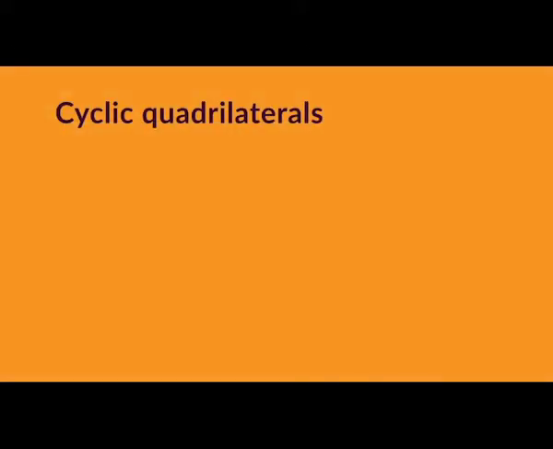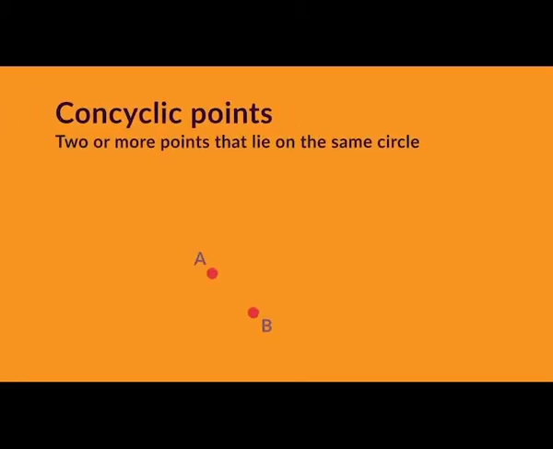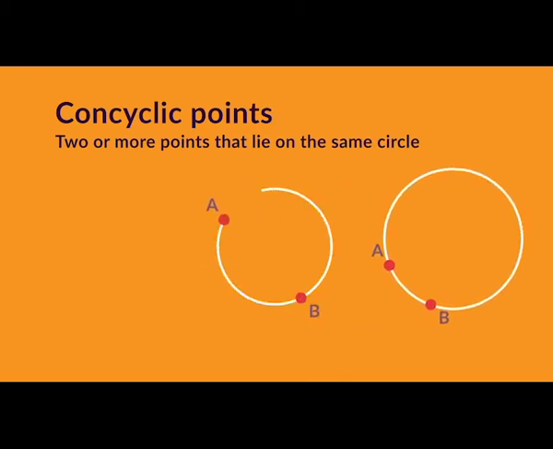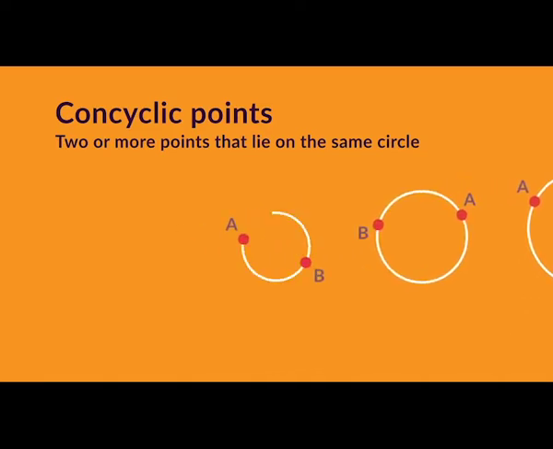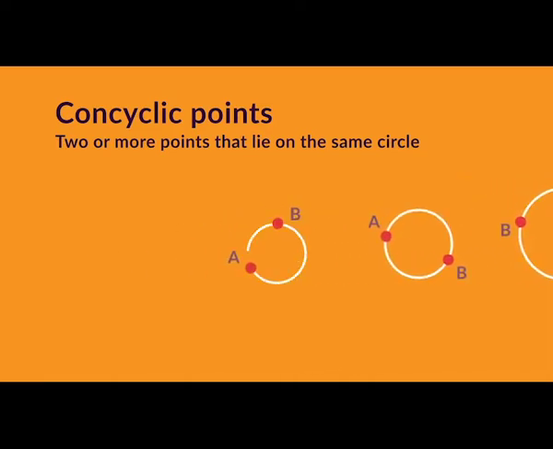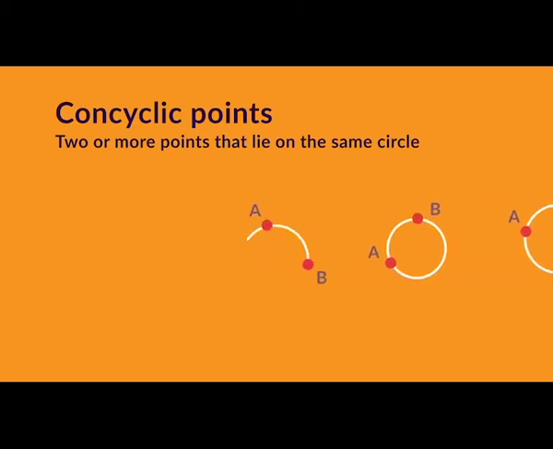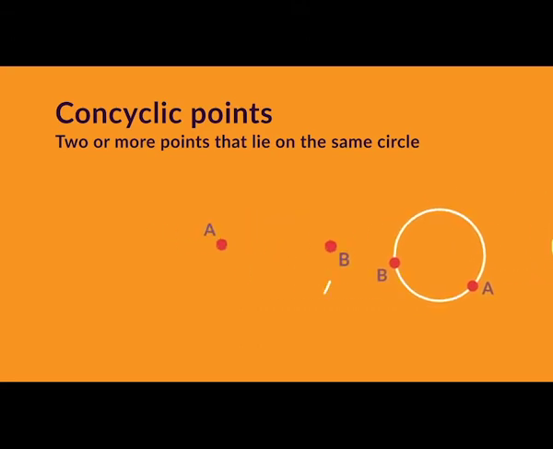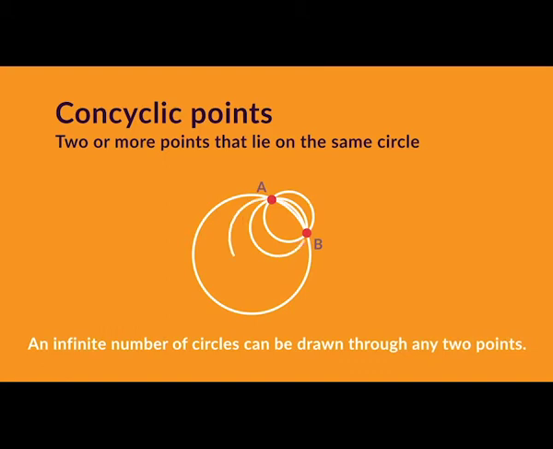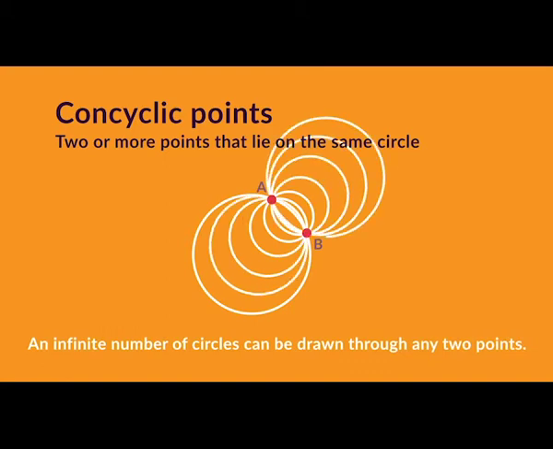This lesson will be on cyclic quadrilaterals, but first, a quick recap on concyclic points. Concyclic points are two or more points that lie on the same circle. If we have a pair of points in any position, we can draw a circle that passes through these points. In fact, we can draw an infinite number of different circles through the same 2 points.